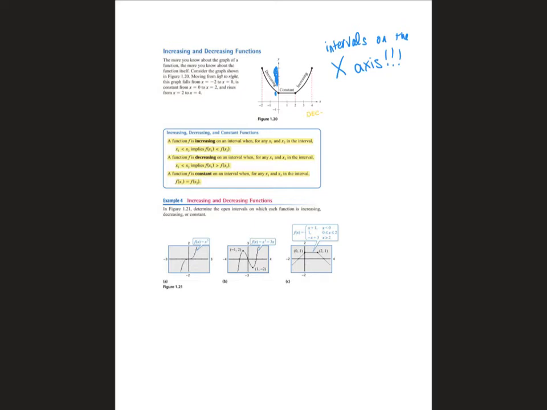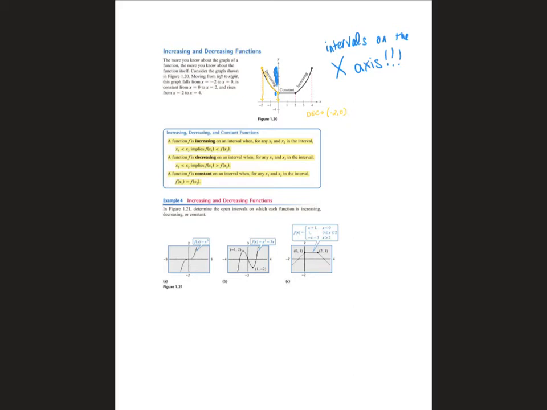Remember, we read a graph the same way we read a book, from left to right. So from this point to this point, put your pencil down on your graph, put your finger down and follow it. My graph is going down, it's decreasing. So I look on the x-axis, it's decreasing from where x is -2 to where x is 0. So we're decreasing from -2 to 0.